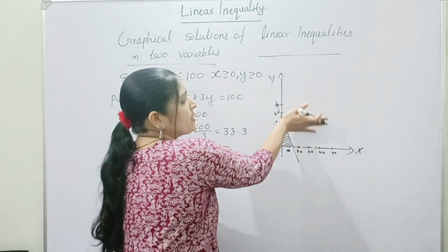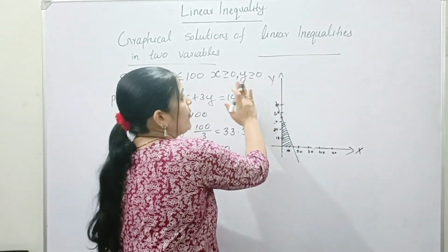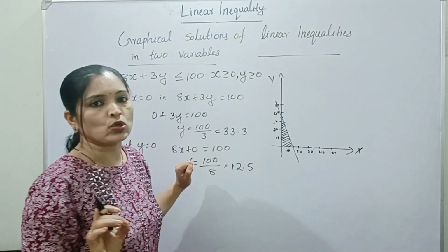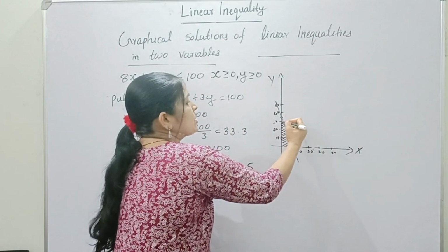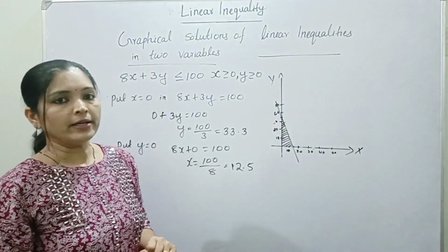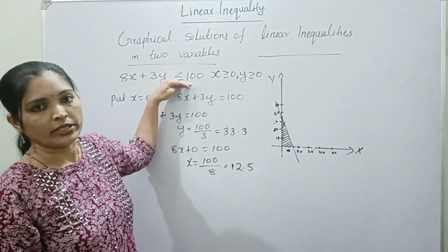And next, x greater than or equal to 0 means it is in the first quadrant here. y greater than or equal to 0 means it is here. So it is lying in the first quadrant. So its intersection will be here. Okay, so it is the feasible region of the given inequalities.